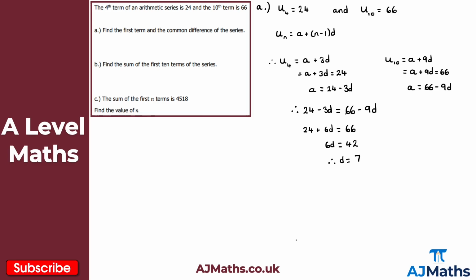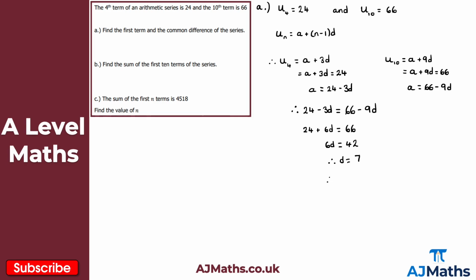Okay. So the common difference of this series here is 7. But we also need the first term. So we now need a. To find a, we can substitute d into either this equation here or this equation here. Obviously, it doesn't matter which one you do. I think the easier one is this equation here.